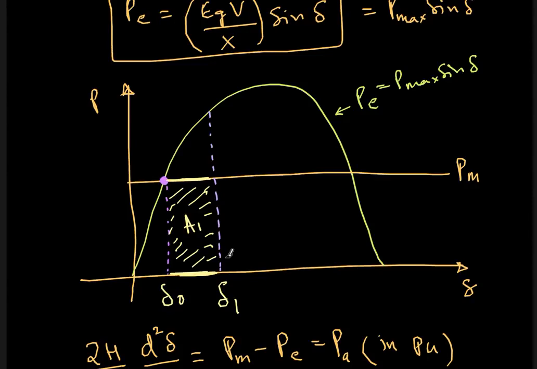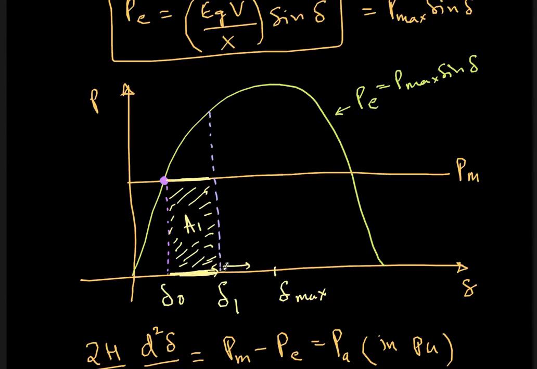So this is accelerating energy. The rotor is accelerating. That's why I am increasing from delta 0 to delta 1. And at this point, since I am in acceleration, I am rotating at a super synchronous speed. So even though the fault is cleared, the delta angle will keep increasing, and it will reach a point which is delta max.